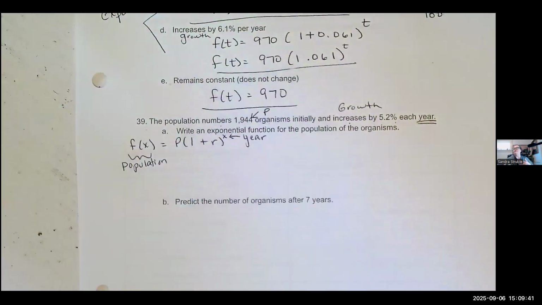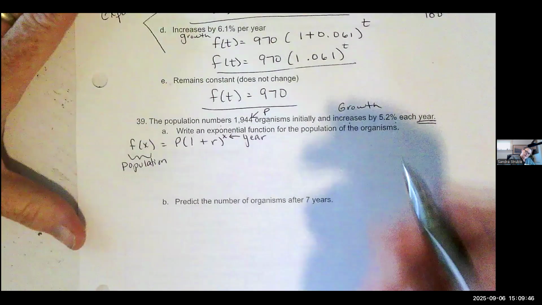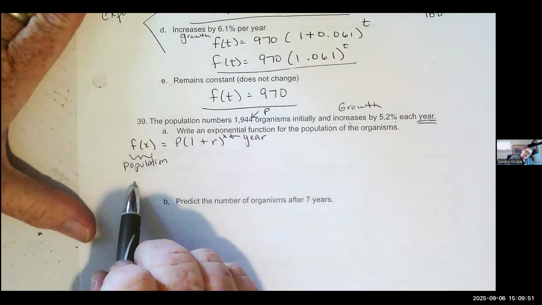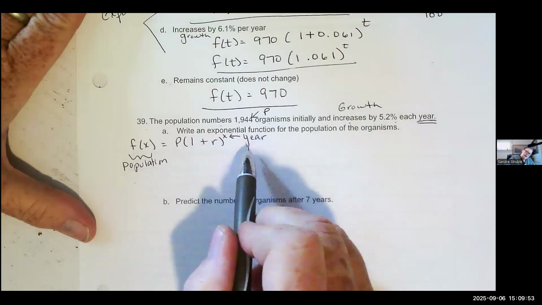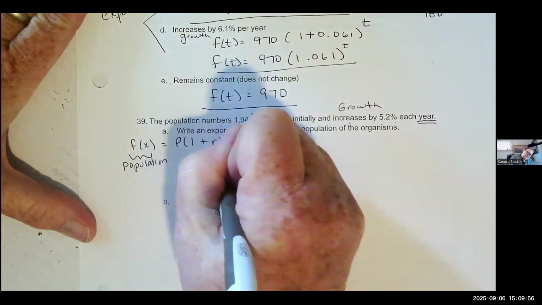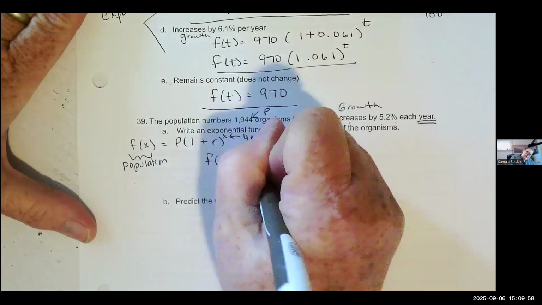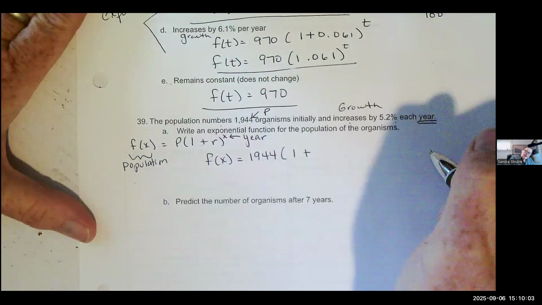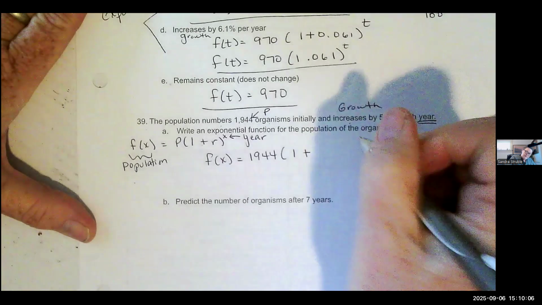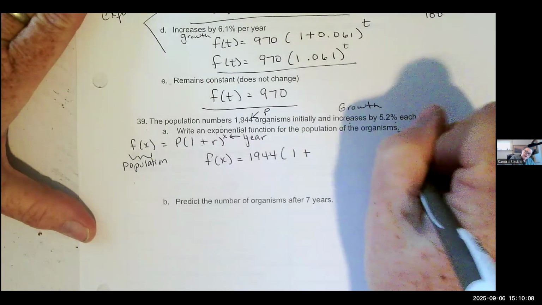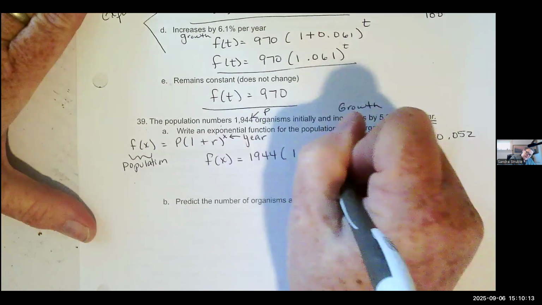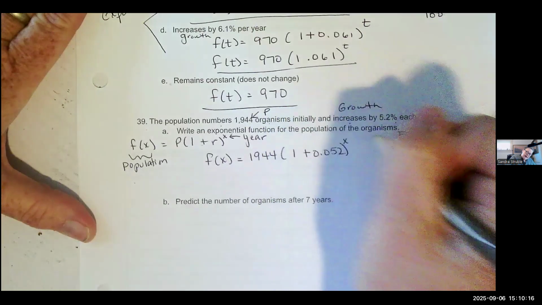Because now we're going to be solving for things. And you're going to have ones like this on the exam. So we know it's growth. I'm letting f of X be my population. X is the years. So now I can write my function. F of X, my initial value is 1,944. And then I'm adding, it's increasing, it's growing by 5.2%. So 5.2 divided by 100 is 0.052. And you're going to raise that to X.